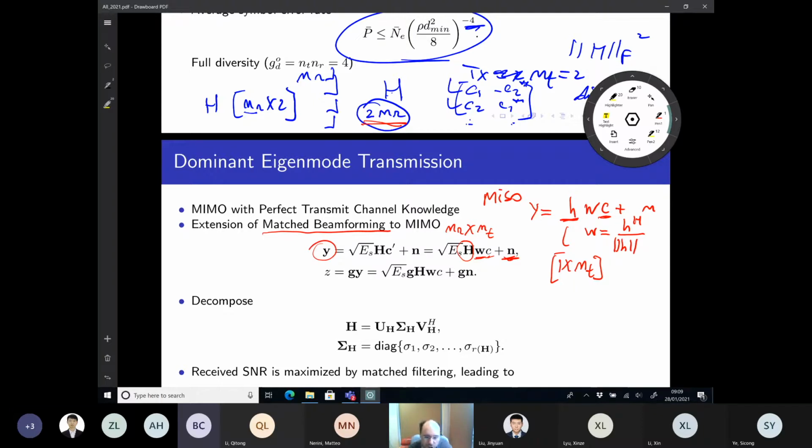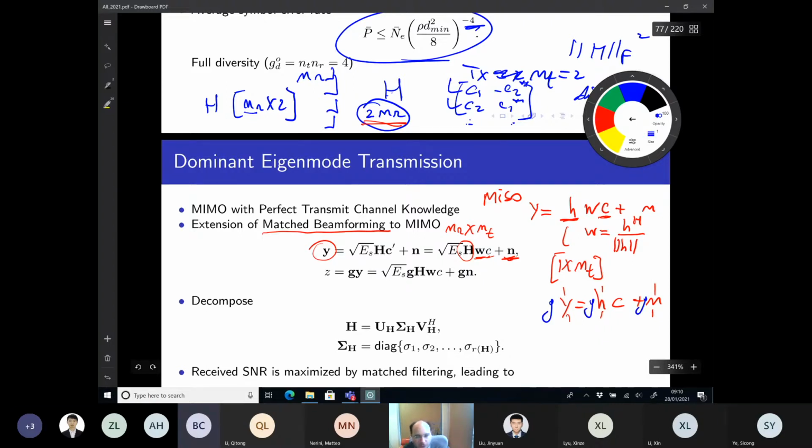So I can have a combiner G, a bit similar to the combiner we had in the SIMO case. Remember, in the SIMO case, we had something like this. We had Y equals H C plus N. This was a vector. This is a scalar. This is a vector. And then we were applying a combiner here, G, right? And one of those combiners was maximum ratio combining, right? So here you see that you have a precoder W, but now you can apply a combiner.